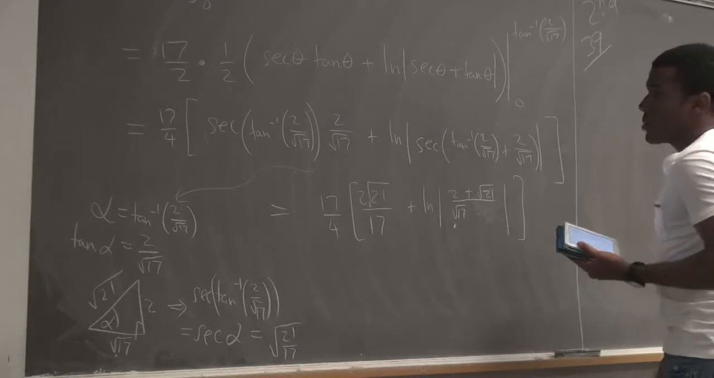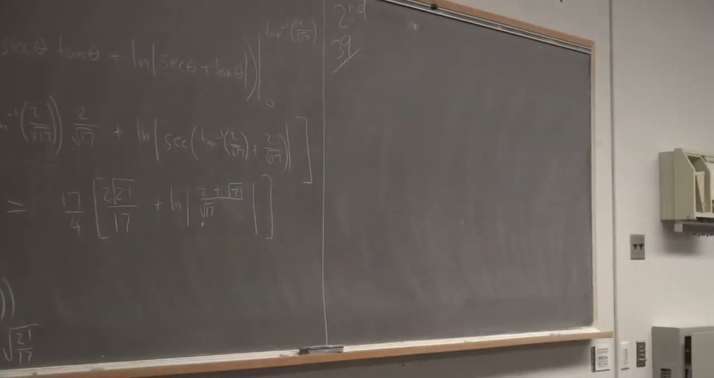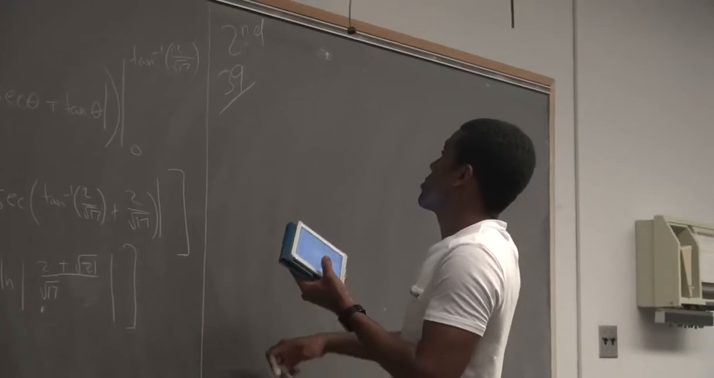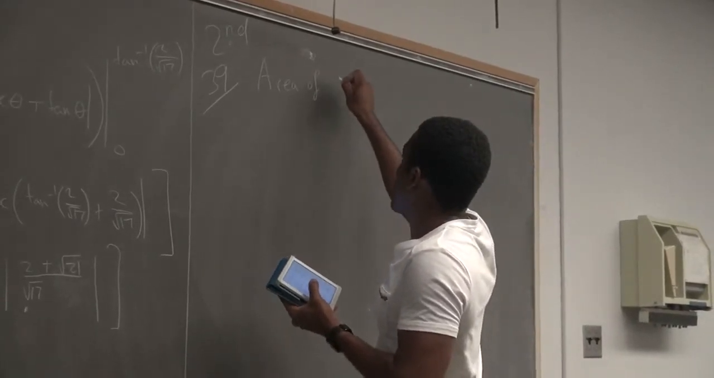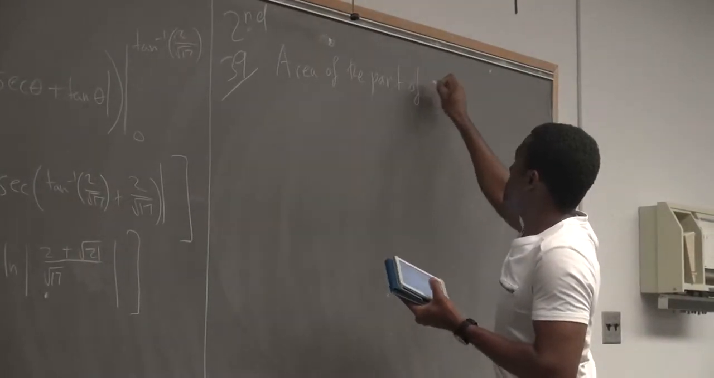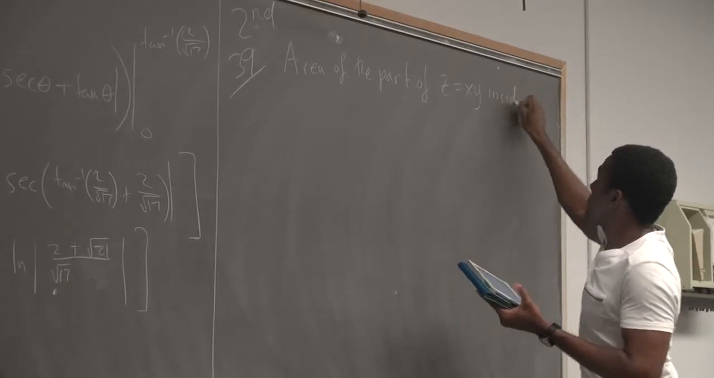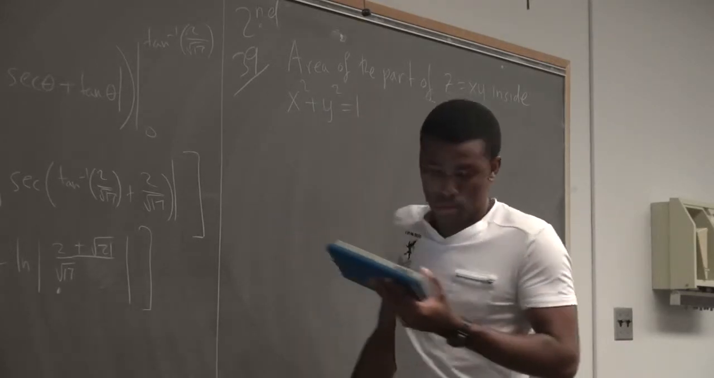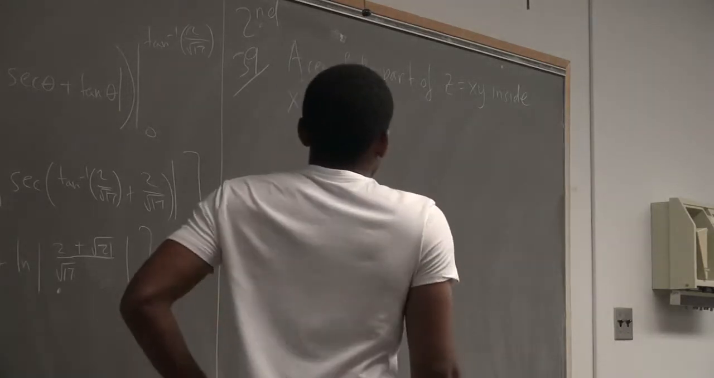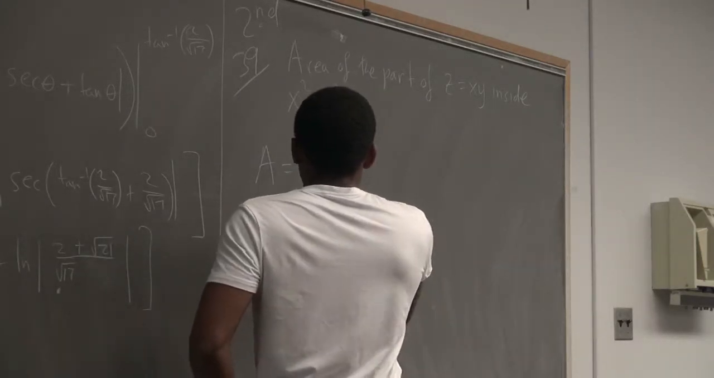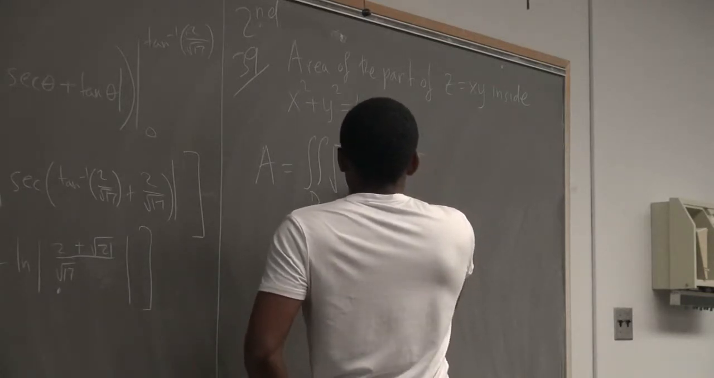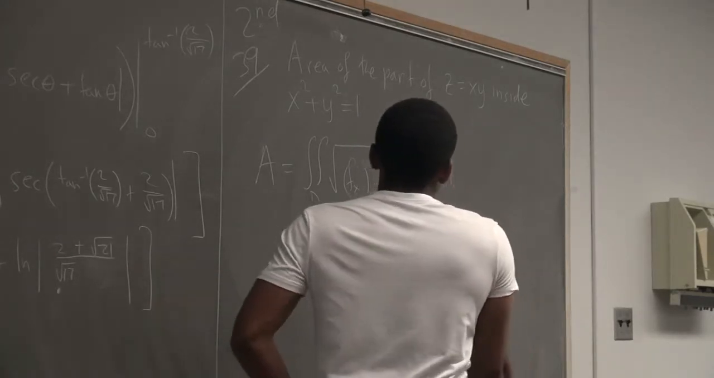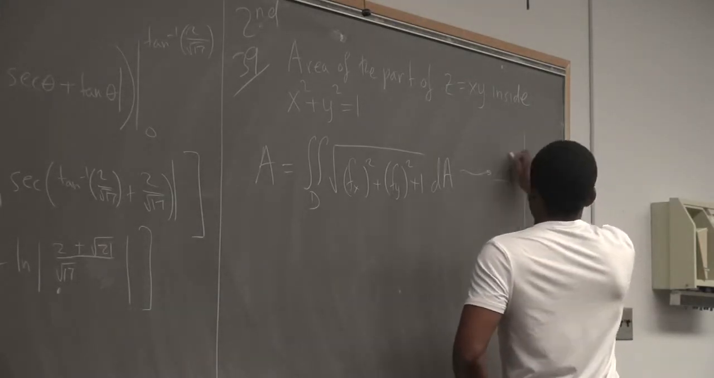Second edition, 39. For this one, the setup wasn't that bad, but the integral was actually pretty annoying, and it happens from time to time. Part of the surface z equals xy within the cylinder. Okay, so here again we're going to use area: the double integral over D of the radical of x squared plus y squared plus 1, where D is actually just a circle of radius 1 in the xy plane.